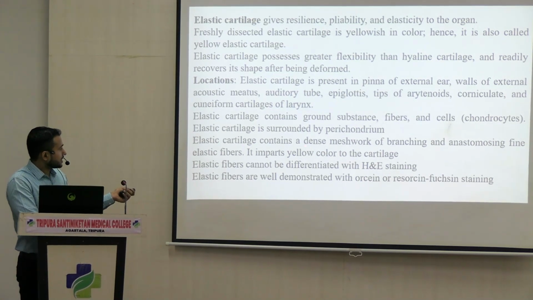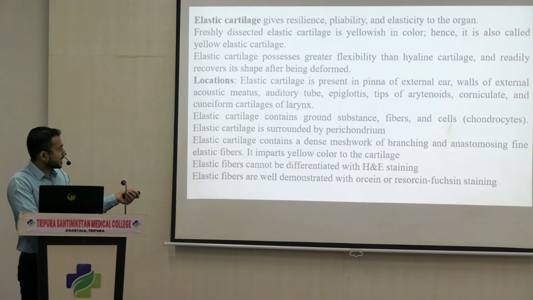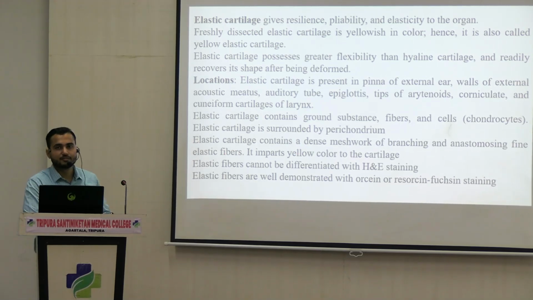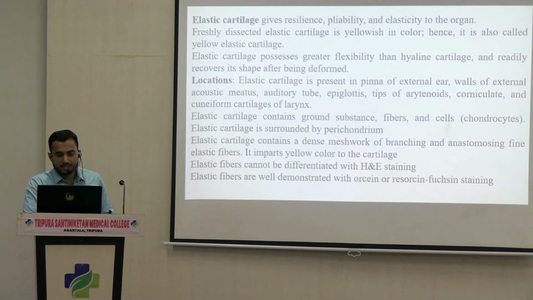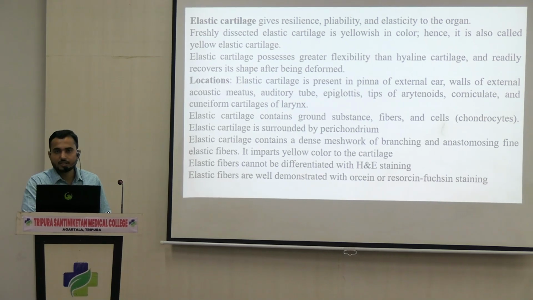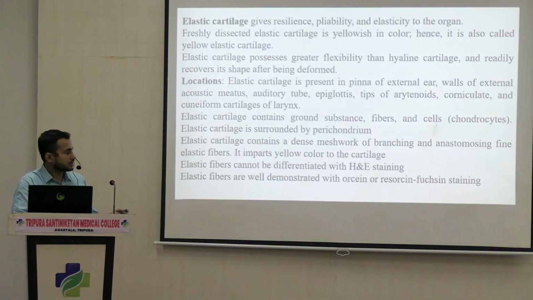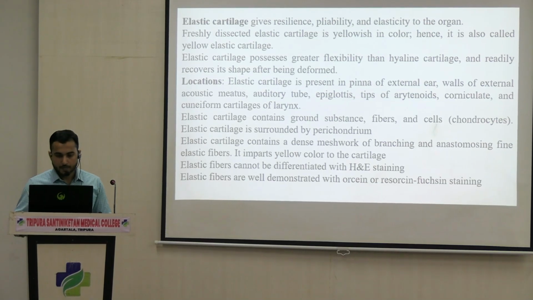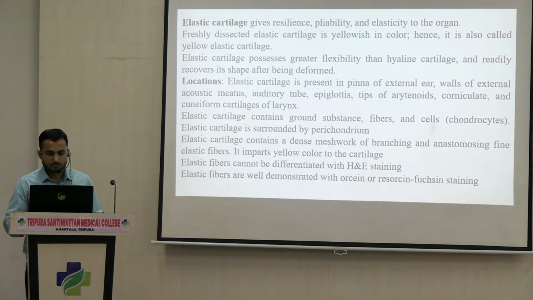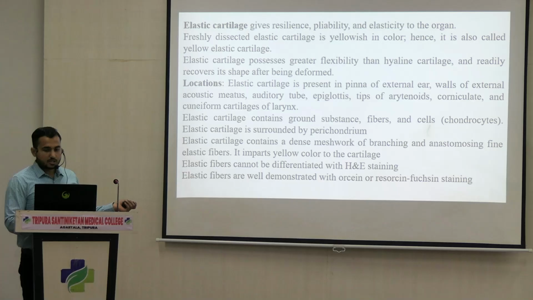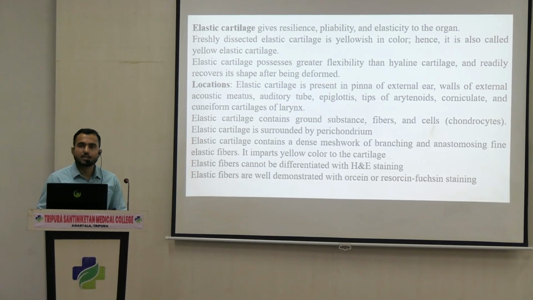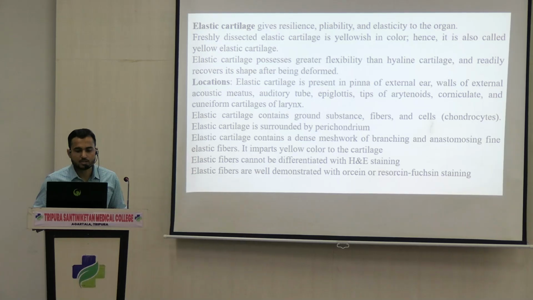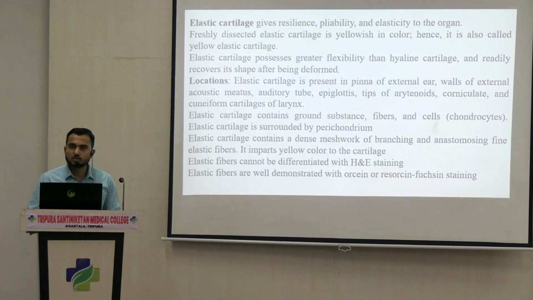Next, you can see a dense meshwork of branching and anastomosing fibers, and these are nothing but the elastic fibers. Now, elastic fibers, as I said, you cannot stain with the help of H&E staining. For that, orcein and fuchsin staining are used. Next, ground substance is also there. If you see the ground substance, it is almost the same as the hyaline cartilage. Next, chondrocytes are also there.